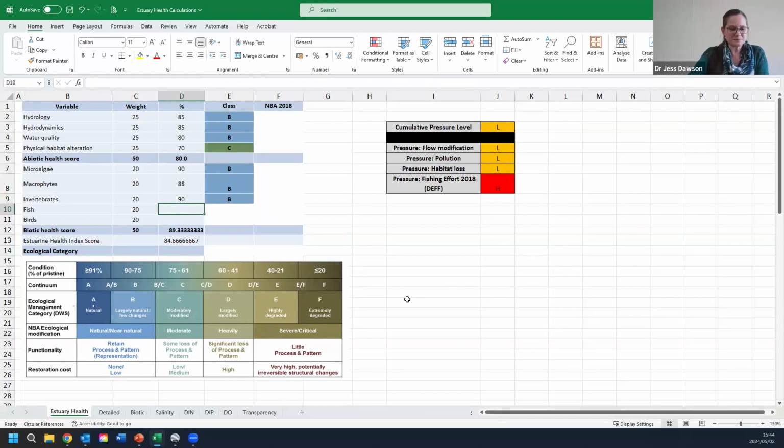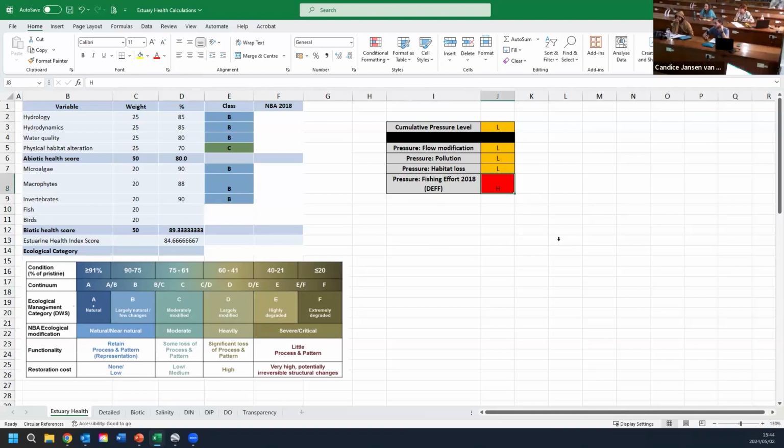Fish. So remember, if you look at your fishing pressure, it says it's got a high fishing pressure. It's not very high, which is also one of the categories, but it is high. So this one will probably be closer to like 65 then.